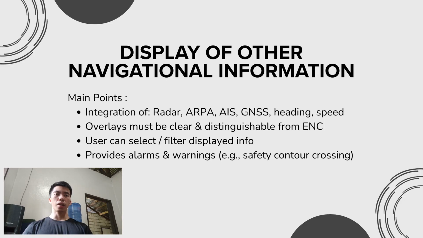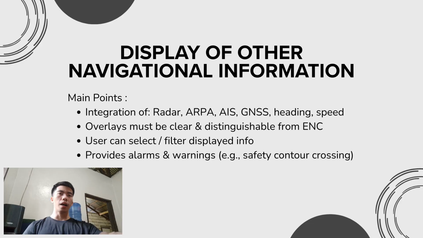We have first the integration of radar, ARPA, AIS, GNSS, heading, and speed. Next, the overlays must be clear and distinguishable from the ENC, or electronic navigational chart. Third, the user can select or filter display information. And lastly, it provides alarms and warnings. So, ECDIS is not only for displaying electronic navigational charts. It also integrates other important navigational data such as radar image, ARPA targets, AIS information, GNSS position, heading, and speed.